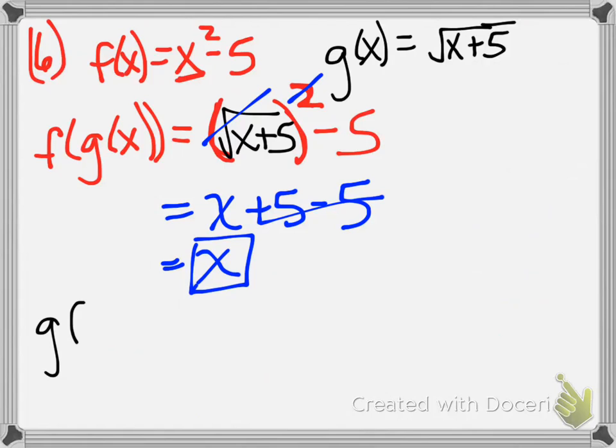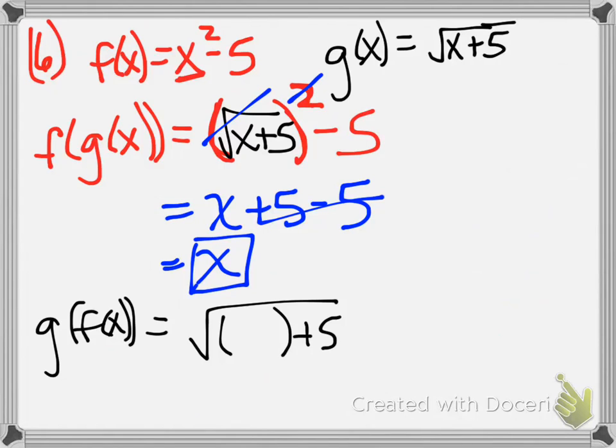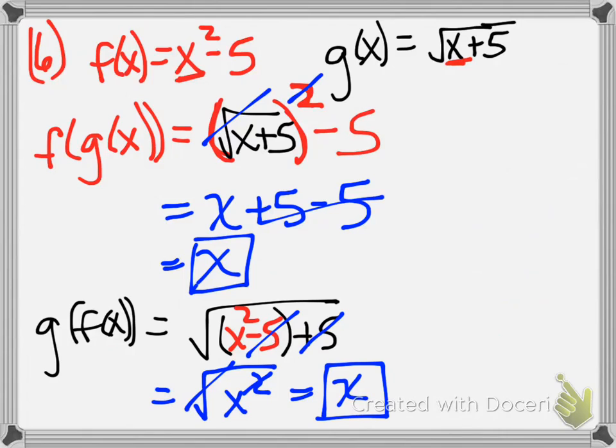Now if I start with g and I plug in the f of x function, the g function is the square root of x plus 5, where the x was, I'm now going to put in x squared minus 5. Now here the first thing that has to happen is that the 5's have to cancel so that I have x squared by itself, and that way the square root of x squared is going to be x, and there we have x and x, so we have inverses.